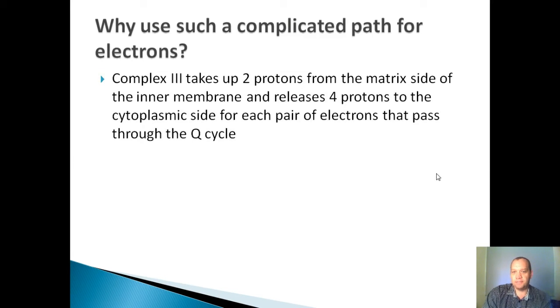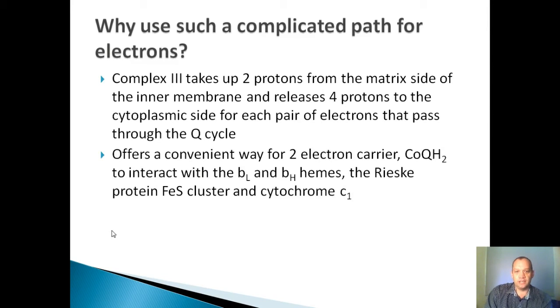So it's a relatively complex pathway for the electrons to follow, but what happens at complex 3 is that it can take up two protons from the matrix side of the inner membrane, meaning the inside of the mitochondria, and it'll release four protons to the cytoplasmic side for each pair of electrons that passes through the Q cycle.